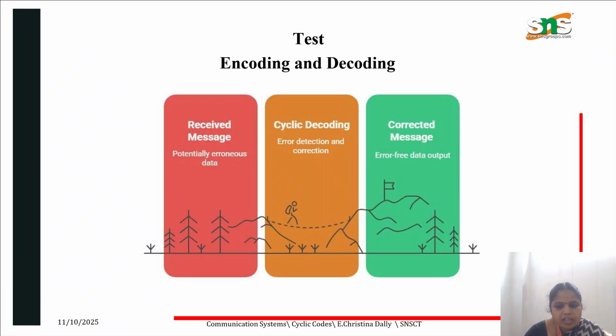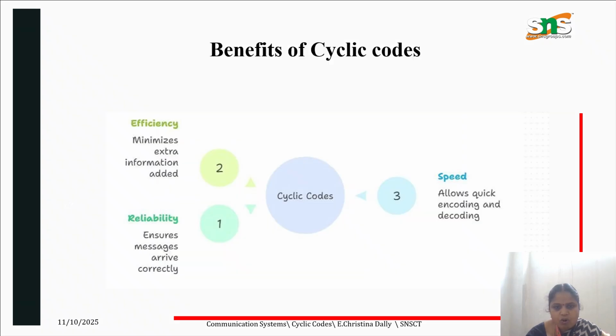While coming to the decoding and encoding part, suppose we are receiving the data, that is the received messages. While receiving the messages, some noise has been added. So here we have to rectify those errors. It may be 0 or 1. 1 may be changed to 0, or 0 may be changed to 1. Again, it is given to the cyclic coding. In cyclic coding, we have the error detection and error correction techniques. So we are applying that concept here, and finally we are rectifying the messages. If it is a corrected message, there will be error-free data output.